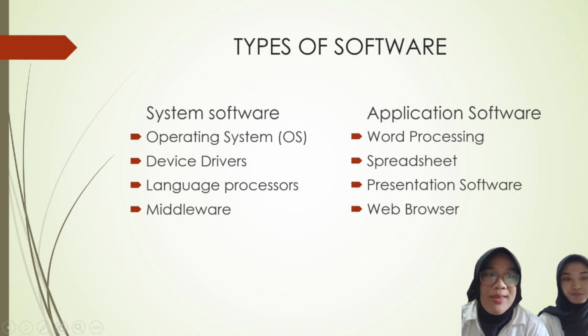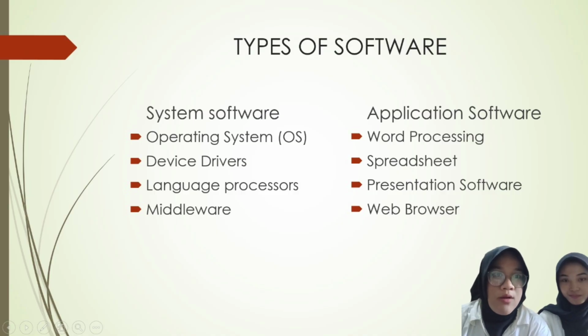System software manages the computer's hardware and provides a platform for application software to run. Application software, on the other hand, performs specific tasks for the user, like word processing or even web browsing. First, system software. Operating system, or OS, the core software that manages the computer's hardware and provides a foundation for other software to run, like Windows or macOS.